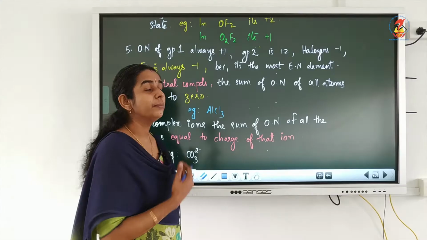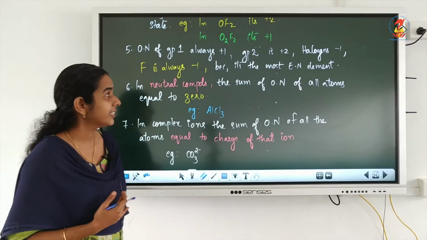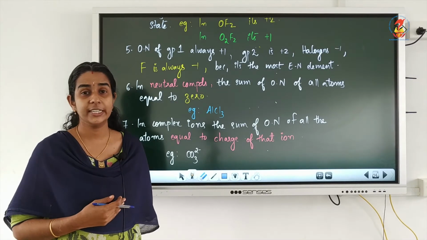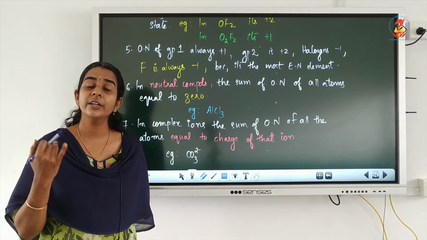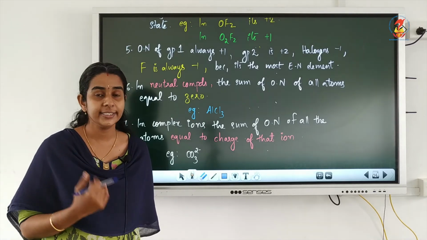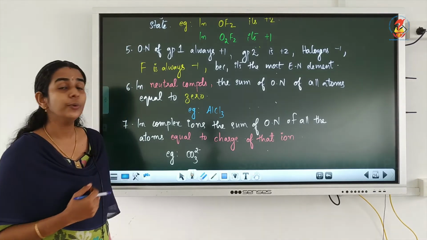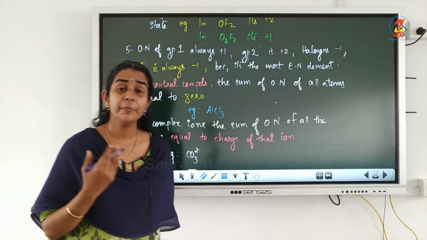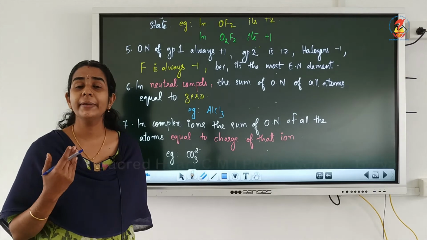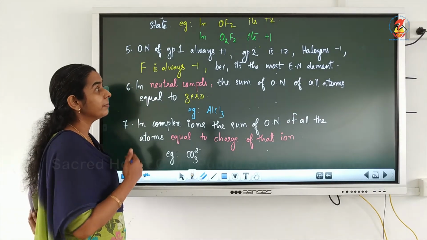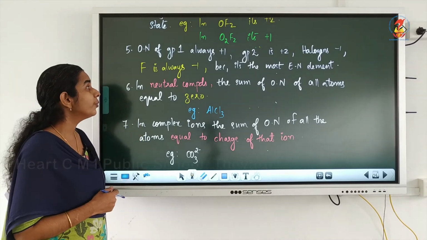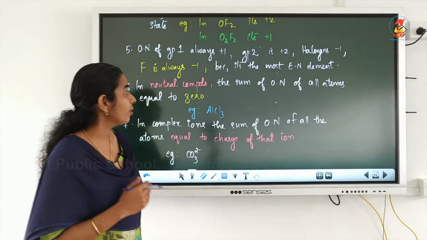Now group 2 elements will be having +2 oxidation state. Halogens will be always having -1 oxidation state. Which are the halogens? Fluorine, chlorine, bromine, iodine and astatine. Which are the group 2 elements? Beryllium, magnesium, calcium, strontium, barium and radium. So group 2 elements, what is the common oxidation state? It is +2.